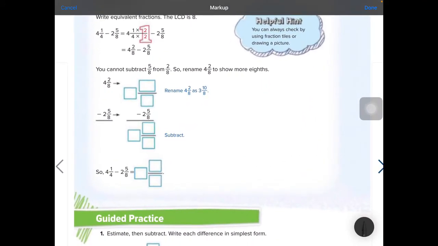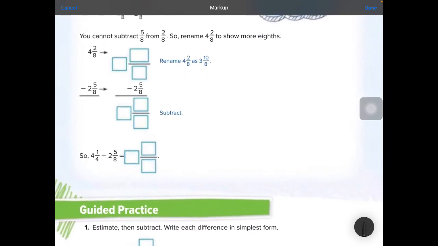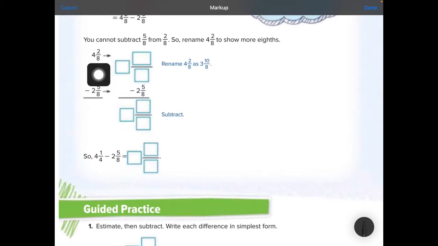Okay, now here is our problem again. We are going to subtract 4 2/8, and we're going to subtract from it 2 5/8. But notice 5 is bigger than 2. So we cannot take 5 from 2. So we need to regroup this number and bring it over. So we're going to take 1 from 4 and turn it into 3. Then we're going to add 8/8.